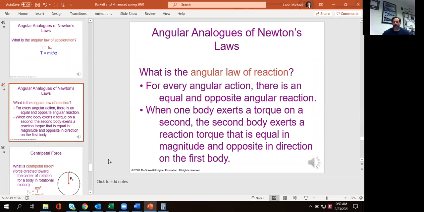Now, with our angular inertia and our angular acceleration, we then have angular reaction, okay? Which is for every action, there's an equal and opposite reaction. So the amount of torque that one body is putting on the other is also being exerted on itself in the equal and opposite direction.